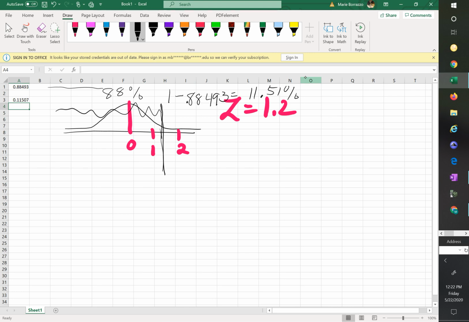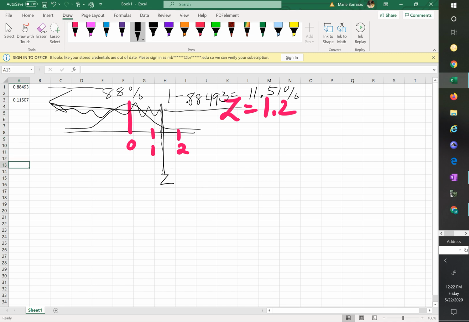You put in the z-score. But remember, the z-score only reports what's behind it, okay, not what's above it. So to get what's above it, you have to use 1 minus, okay? Now, let's say they tell you the actual value. They gave you the percentage.